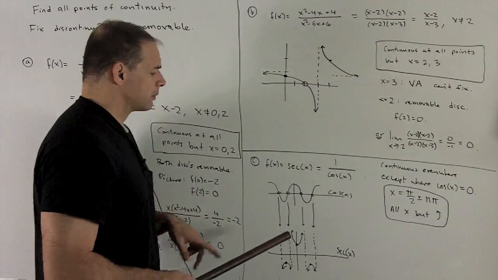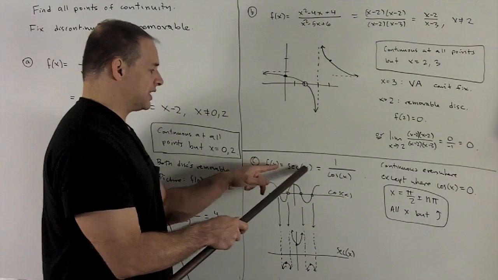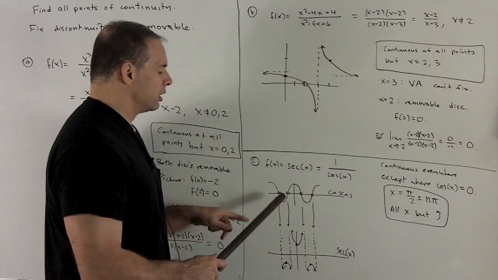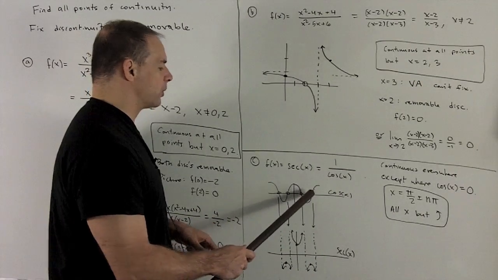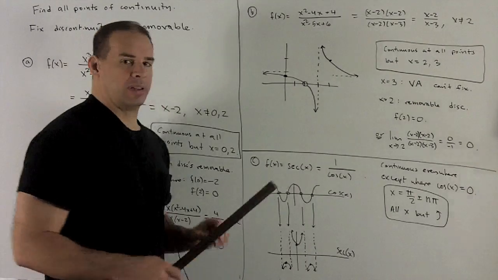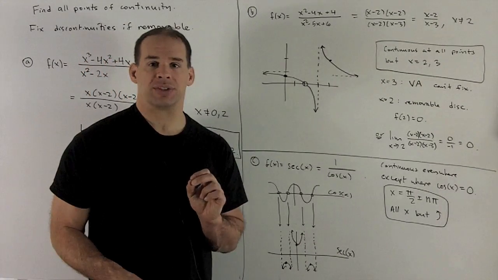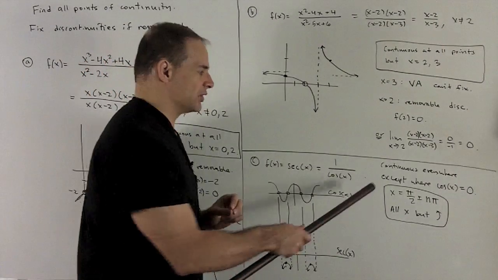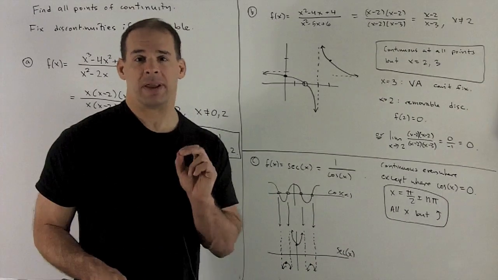Now note, if I draw the graph of secant, we just flip everything over, and I'll keep track of where the zeros go. The zeros are going to turn into vertical asymptotes. You note these are not going to be removable discontinuities. We're going to have vertical asymptotes at each of these points, so there's nothing that we can fix.